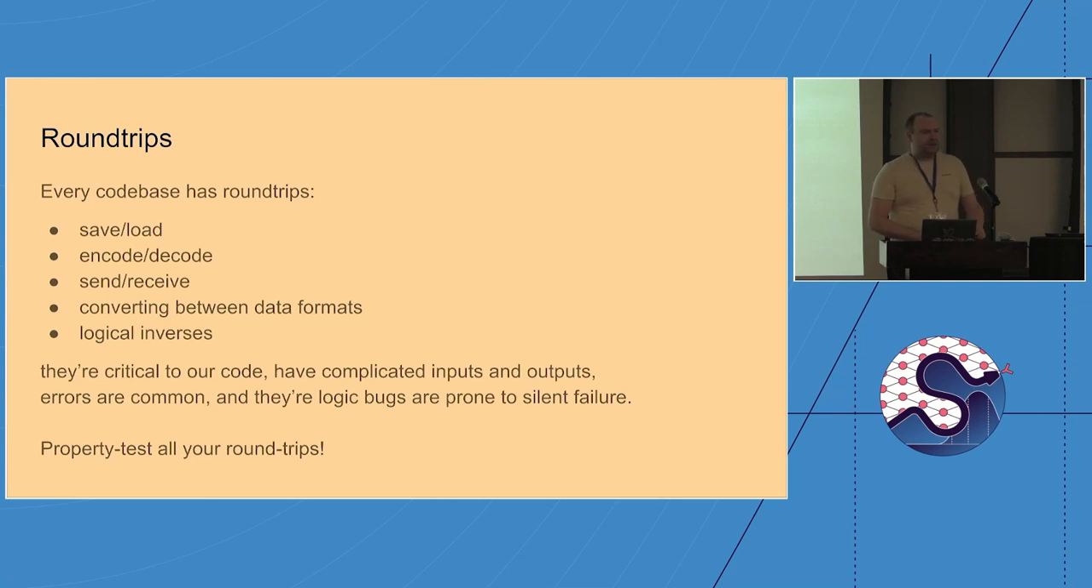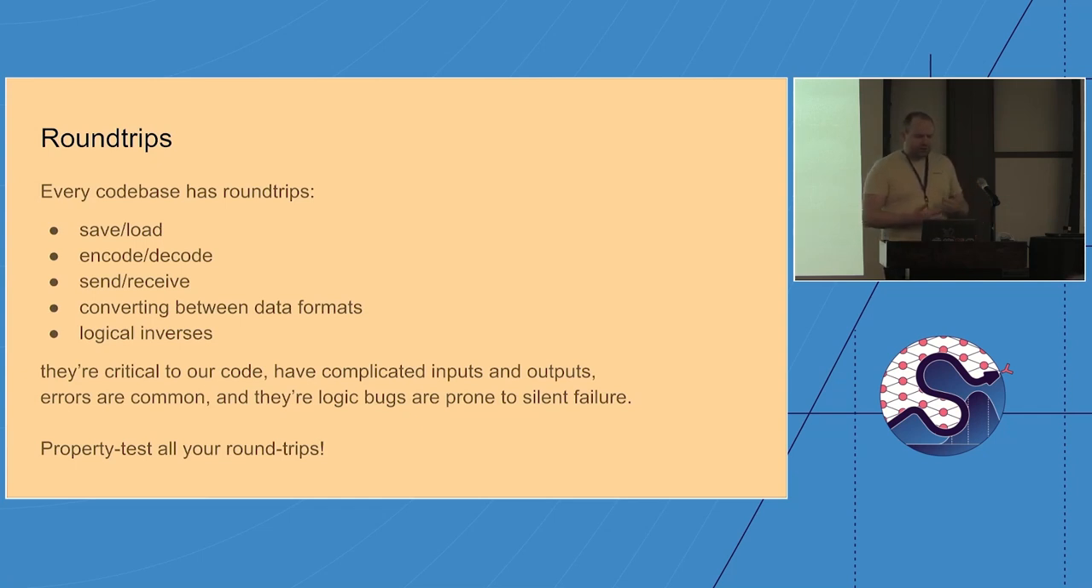But round trips tend to be completely critical to your code, right? If you can't load or save your data, what are you even doing? They also tend to have relatively complicated inputs and outputs because everything that goes into your code has to be loaded or properly saved at some point. But they're also places where errors are relatively common because your loading and saving logic, or your send-it-over-the-network logic, will typically cross many layers of the stack, right? It's not purely written in Python. It's usually gluing together a couple of drivers or a program or dealing with multiple layers.